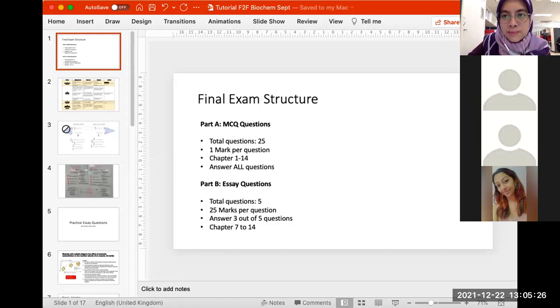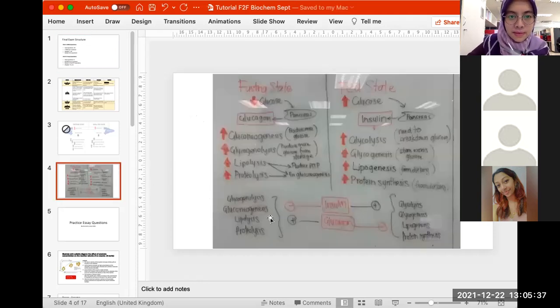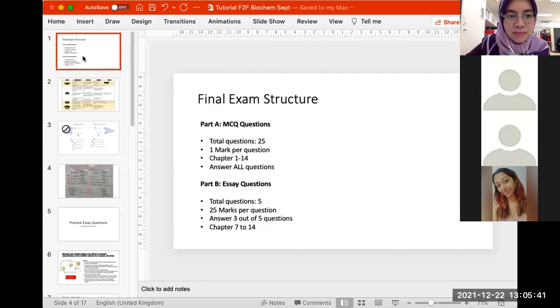So today we will look into how exam questions will be structured. We will revise a bit on all of the pathways that we have gone through in biochem, as a recap.